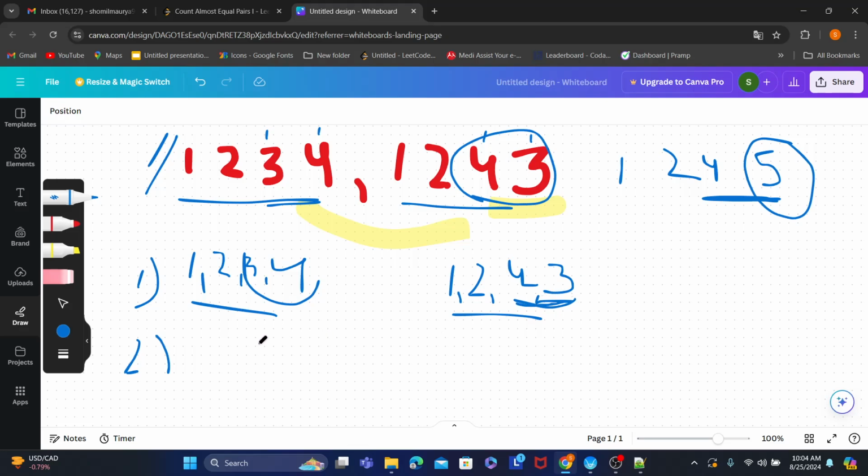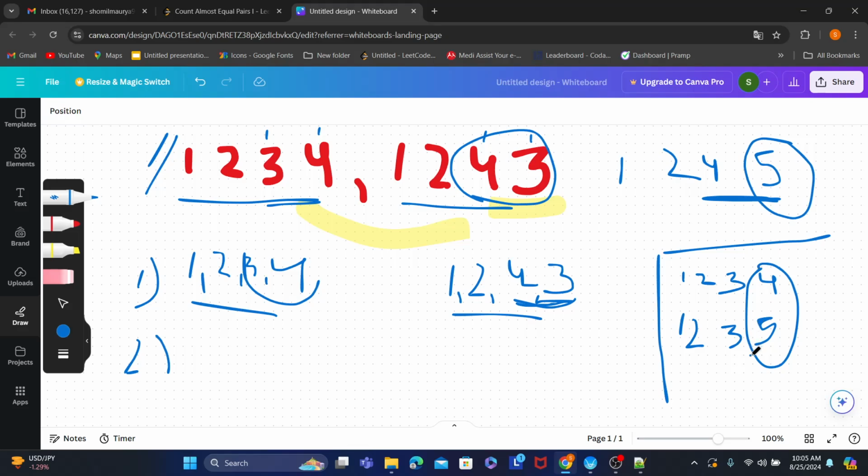Why are we not considering that they differ at only one position? Because that can't be possible. Let's say you have two numbers: the first number is 1 2 3 4, the second number is 1 2 3 5. They differ at only one position, but is the 5 appearing in the first number? No, right? So this can't be a solution.